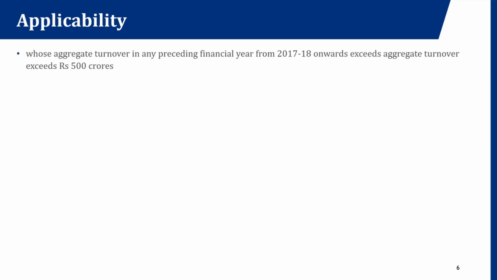What is the applicability of this e-invoicing? Who has to generate this e-invoice? Now we'll understand that. First thing, the aggregate turnover in the preceding financial years from 2017-18 onwards, in any of the preceding financial years, exceeding an aggregate turnover of 500 crores. So we have to understand that in any financial year, if it has exceeded 500 crores, or which is now, from 1st January 2020, 100 crores. So it has been amended now. What they are saying is any of the years 2017-18, 2018-19 and 2019-20.